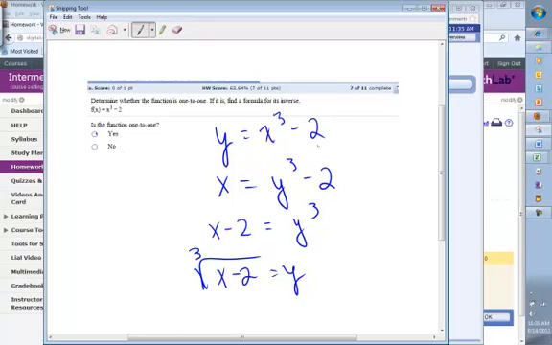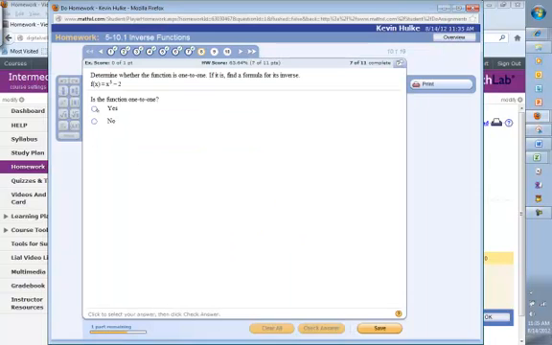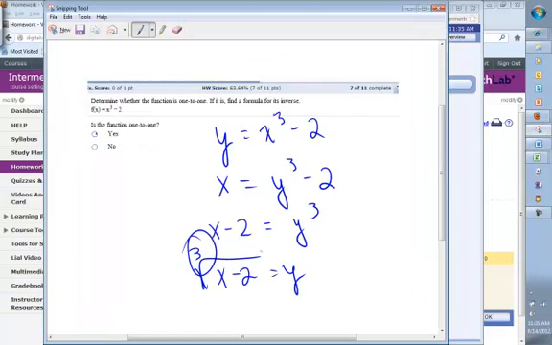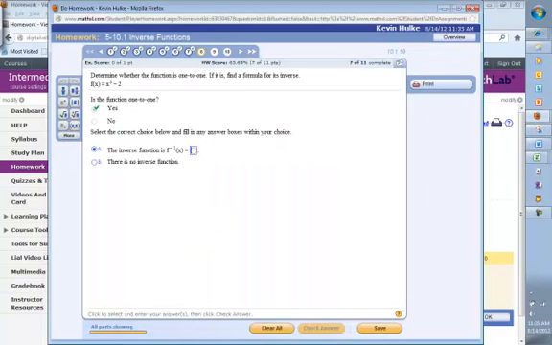So it is a function because when you have an odd power, or an odd index, it's always going to be a function. And the formula is cube root x plus 2.